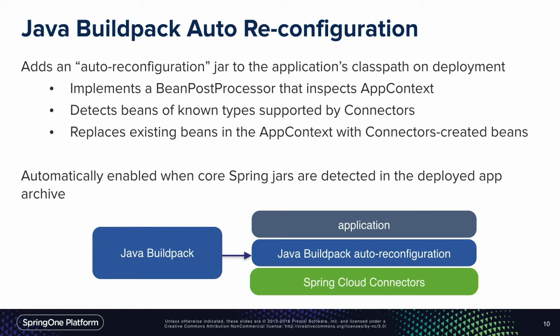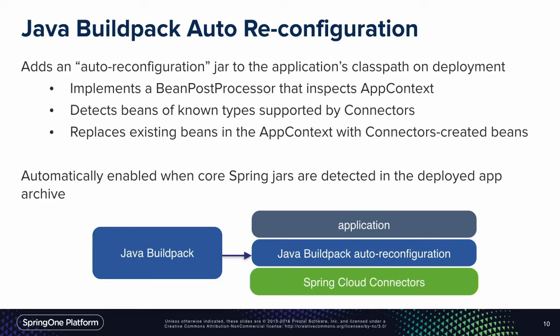So the key points here are that it's swapping out beans. There has to be a data source bean already in your application somehow, either through Spring Boot auto configuration or some other means. And there has to be a service bound to your application of a type that the Buildpack auto reconfiguration lib knows about. If those two things are true, you'll get a swapping out of beans.